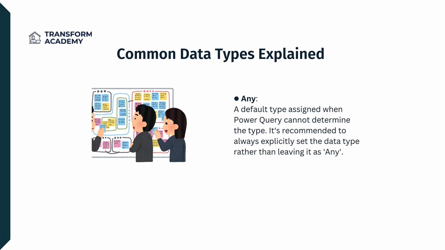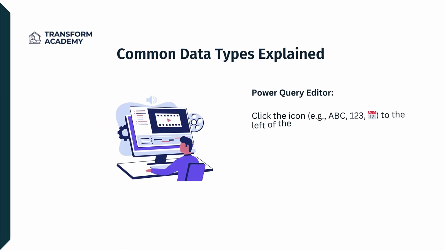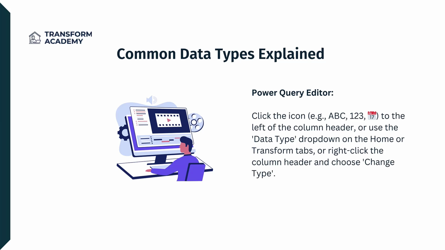Viewing and changing data types. You can view and change the assigned data type for a column in several places. Power Query Editor: click the icon, for example ABC 123, to the left of the column header, or use the data type drop-down on the Home or Transform tab, or right-click the column header and choose Change Type.